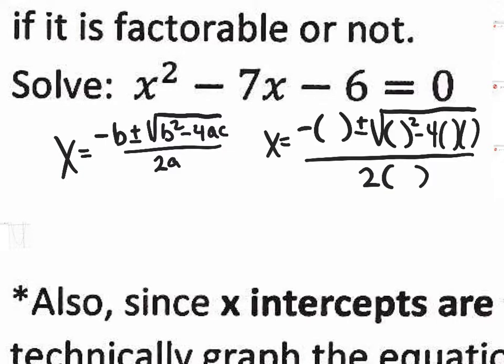And once I do that, I then identify my A value, which is 1, my B value, which is -7, and my C value, which is -6.